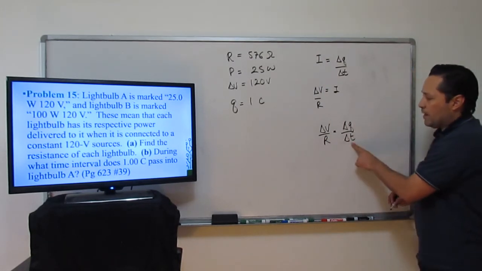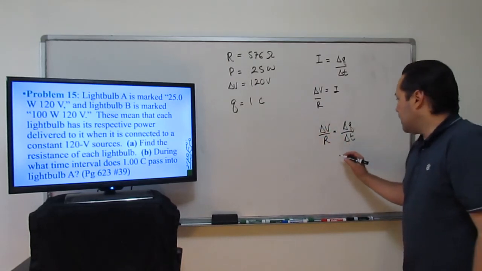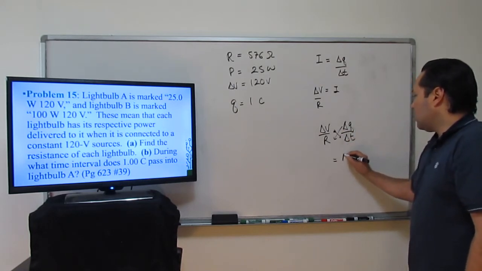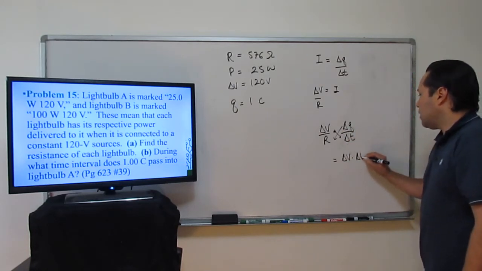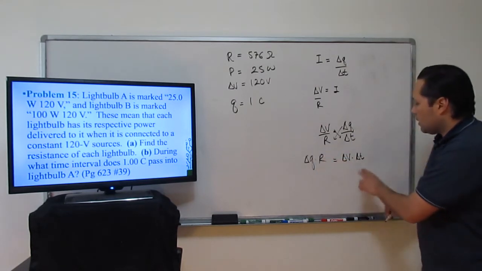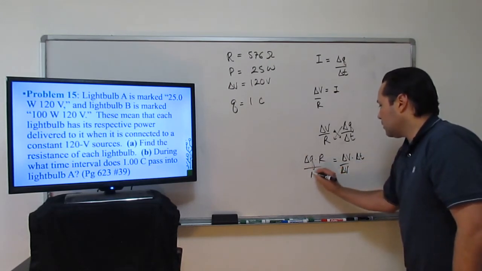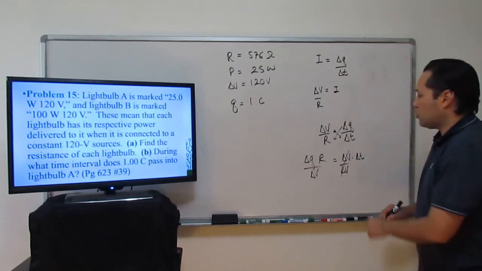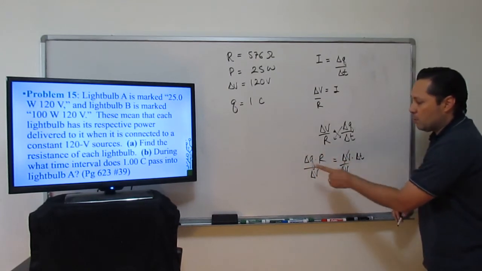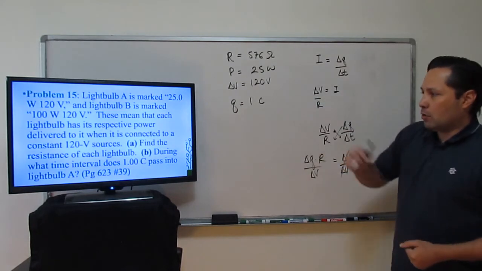Now I want to isolate the time. So I'm going to move it here to the numerator, or let's just cross multiply it. It will look like this: delta V times delta T is equal to delta Q times R. And again, I'm solving for time, so I'm going to divide by delta V, which cancels out. So there's my formula: the charge multiplied by the resistance divided by the potential difference. That will give me the time it takes to get this charge across.